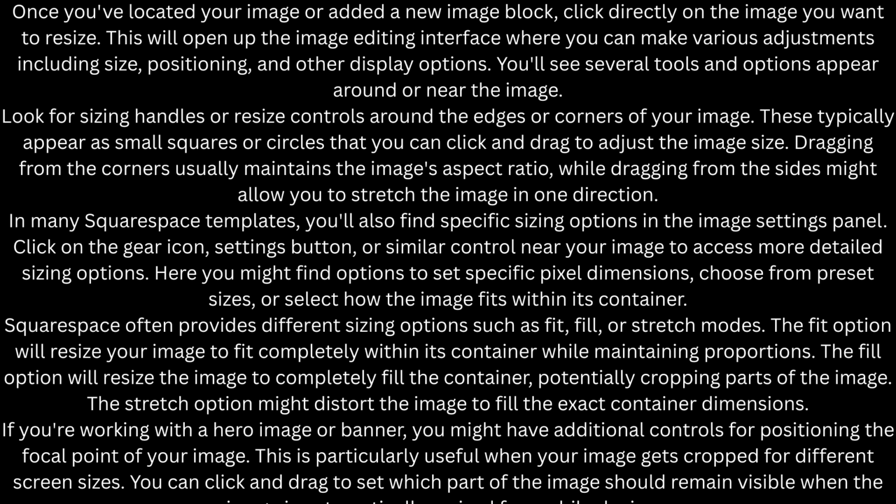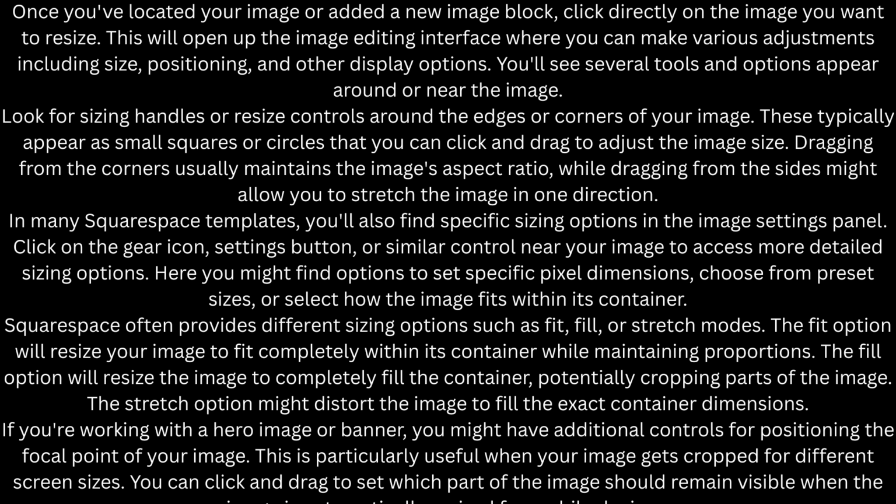If you don't have an image on your page yet, you can add one by clicking on Add Block and selecting the image block from the menu that appears. Once you've located your image or added a new image block, click directly on the image you want to resize. This will open up the image editing interface where you can make various adjustments, including size, positioning, and other display options. You'll see several tools and options appear around or near the image.